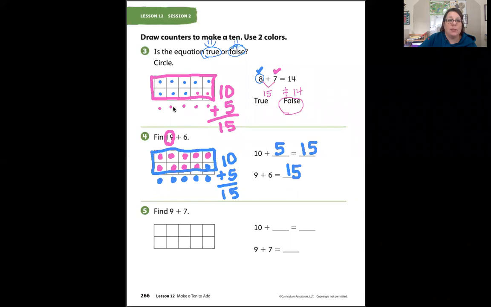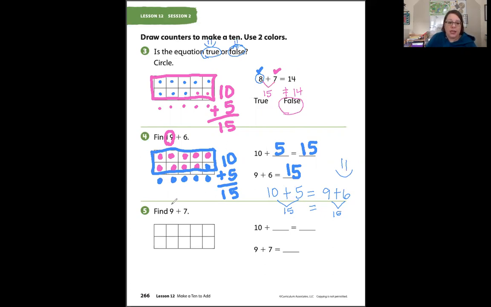Let's write how they are equal to each other. I'm going to grab a smaller pen. I'm going to write 10 plus 5 is equal to 9 plus 6. They have the same total. 10 plus 5 is 15. 9 plus 6 is 15. 15 is equal to 15. It is a true statement.